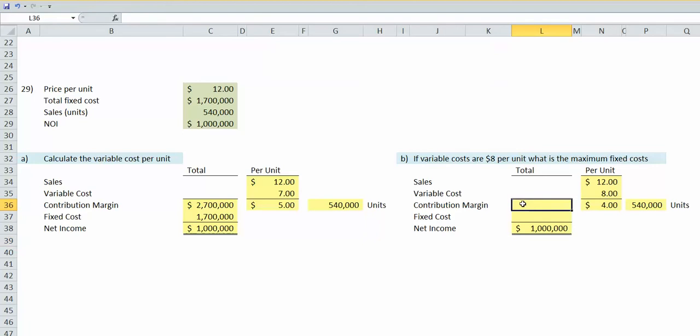Our contribution margin that we're going to earn will be the 540,000 units times $4 a unit, or $2,160,000. If we want to earn our target profit of $1 million, the most we can have in fixed cost is the difference between the 2.16 million and the $1 million, or $1,160,000.